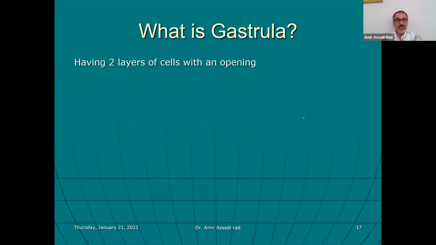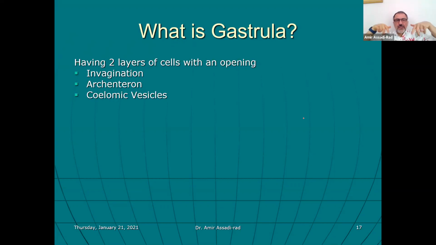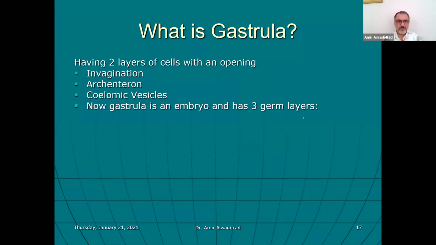We should see it. What is gastrula? Having two layers of cells with an opening, an invagination. I talked about it: a whole bunch of cells divide and divide and divide, so they invaginate and become like this. That stage is called gastrula. It will come up. Archenteron is the embryonic gut. Coelomic vesicles, you have the formation of coelom. We'll talk about that in the lab, in the starfish bipinnaria larva of the lab.